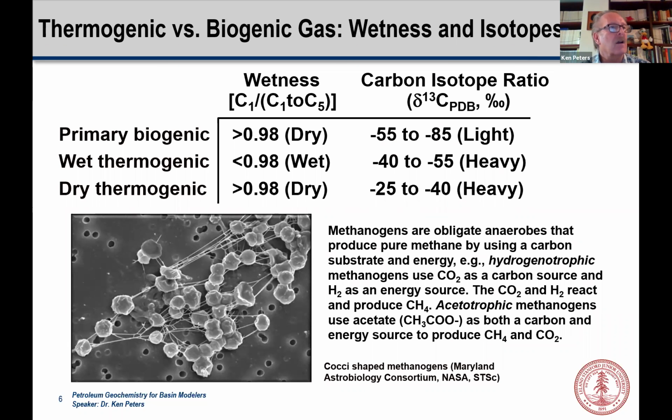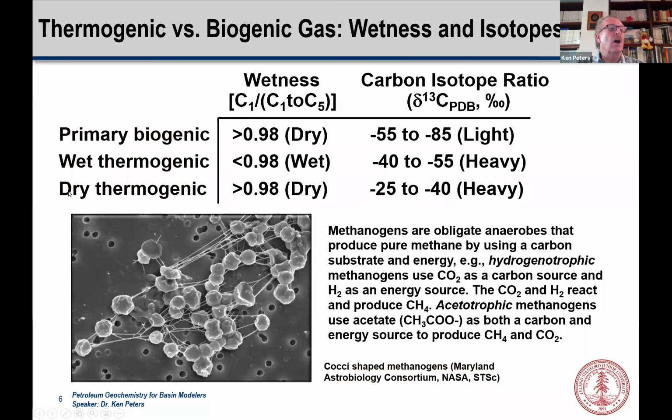So here's a little complex figure, but it basically shows you a little table with some simple cutoffs for differences between biogenic and thermogenic gas, and also wet thermogenic gas. Primary biogenic gas is dry. It's 98% or more methane compared to C1 to C5. And isotopically, we say that's light. The isotope compositions are quite negative, right? Maybe even more negative than -85.